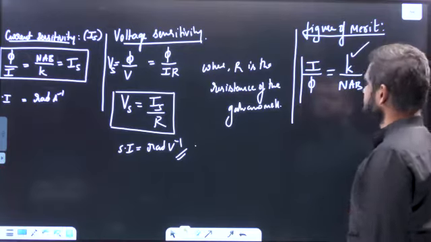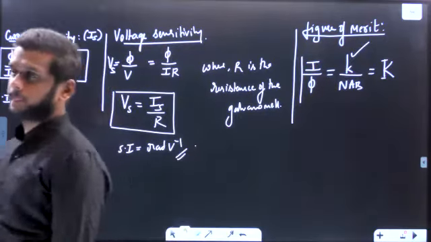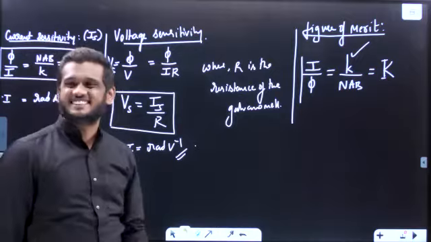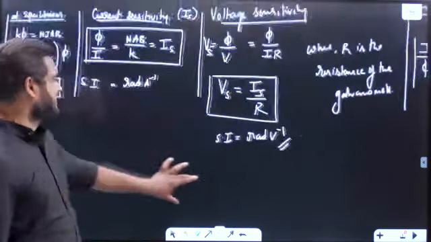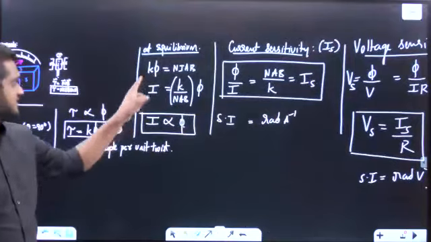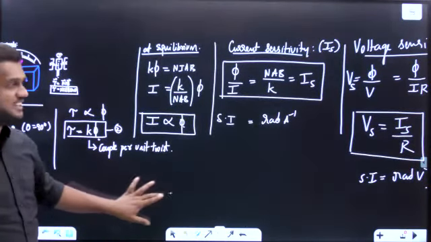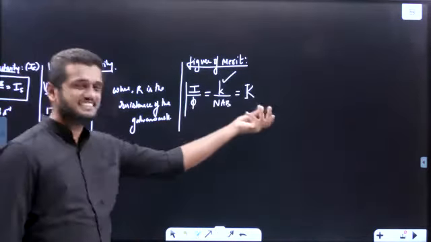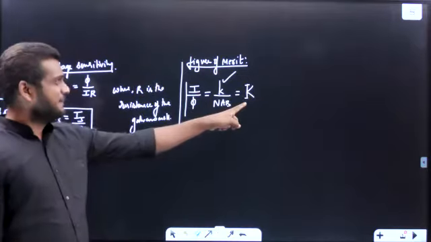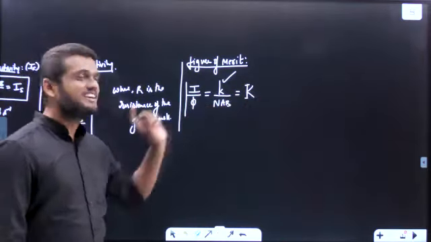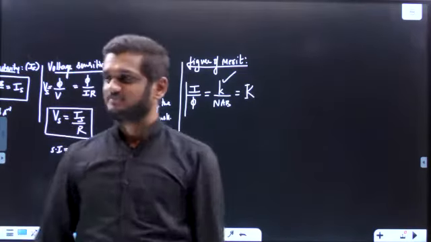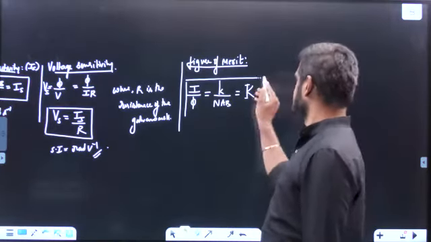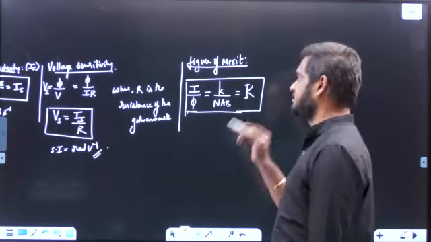What is this K? Small k, what does that represent? Where did it come from? It is couple per unit twist. Don't get confused between small k and capital K. We know this is small, this is capital, but what do they represent? Capital K represents figure of merit. Small k represents couple per unit twist. Got it? So this is the concept of figure of merit. Have a quick note of this also.